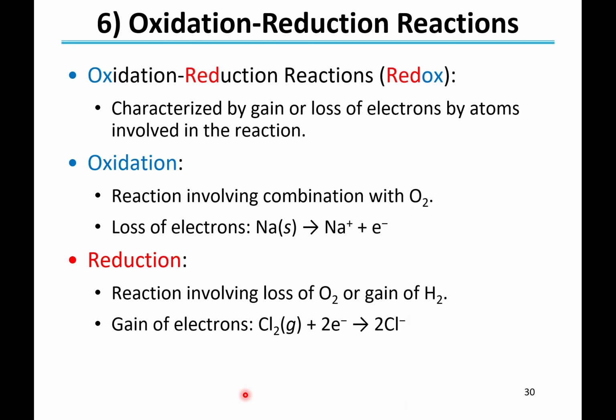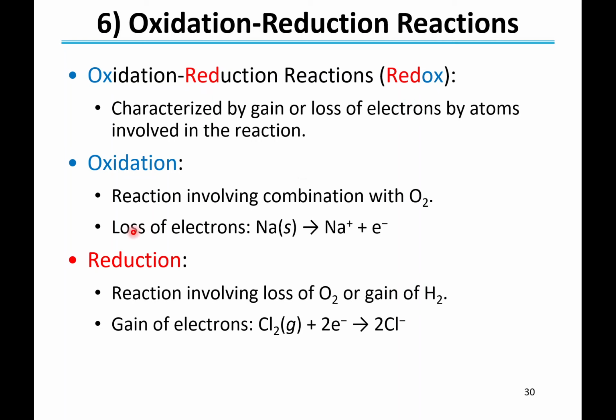So the last reaction type we'll talk about is oxidation reduction reactions. Just a general chemistry level review of oxidation reduction. Oxidation reduction reactions are also known as redox. The red part stands for reduction, the ox stands for oxidation. These reactions involve either the gain or the loss of electrons. Oxidation is the loss of electrons. Reduction is the gaining of electrons.